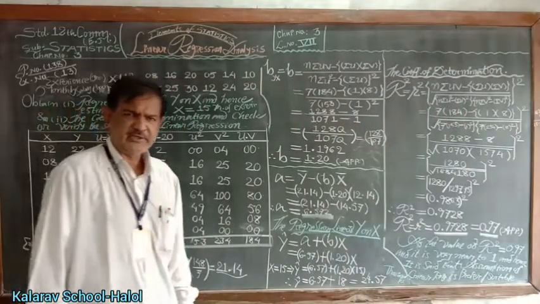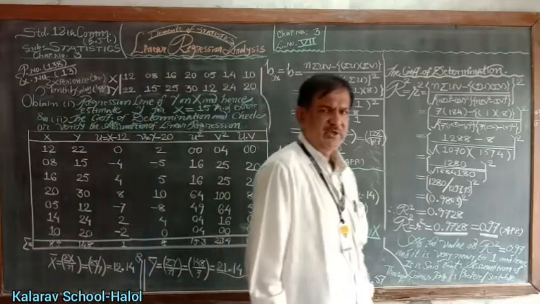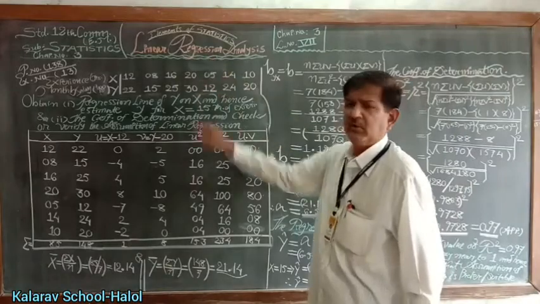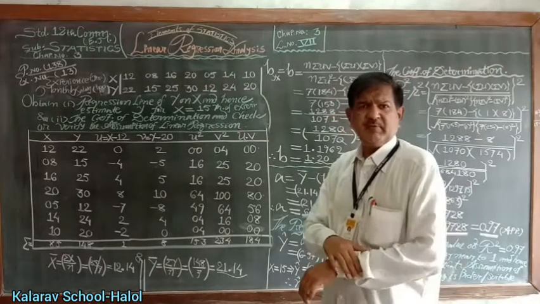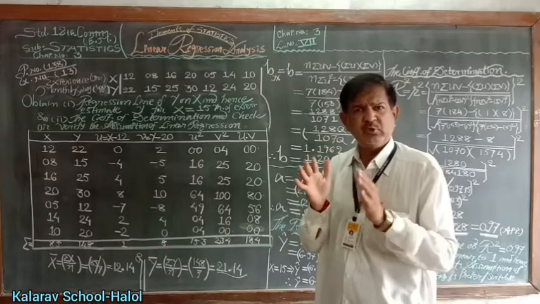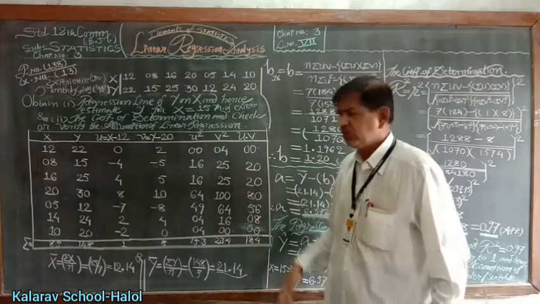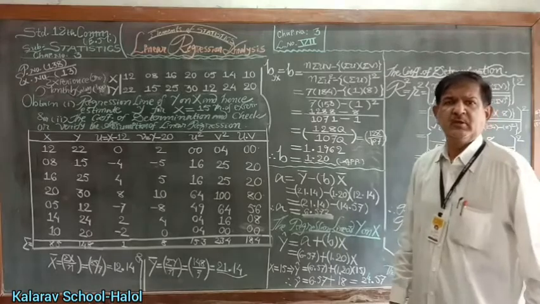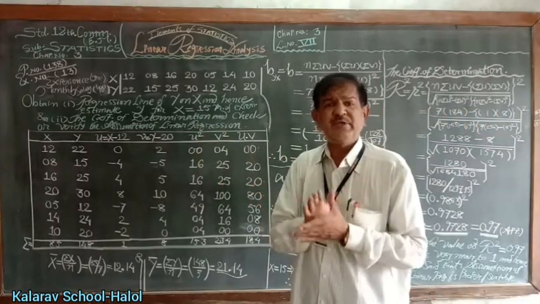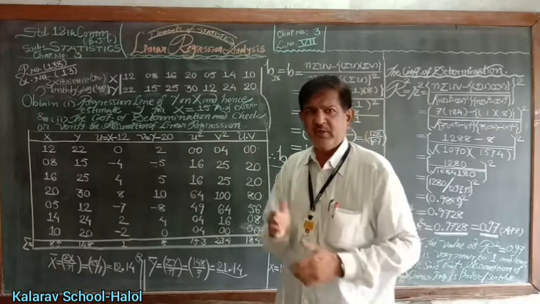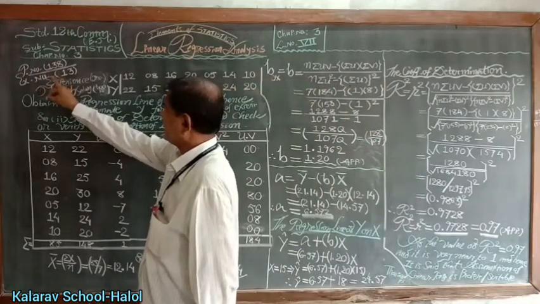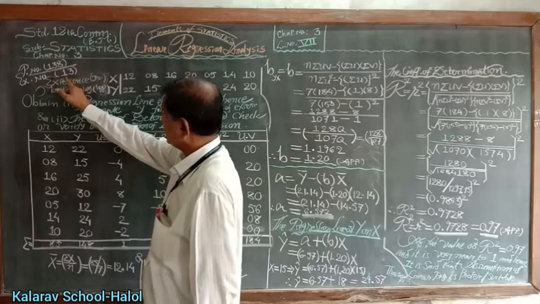Class 12, Statistics, Chapter 3: Linear Regression Analysis, the third chapter. Last time we saw the use of b = r × sy/sx, the short method, for 2 or 3 marks. This is also one of the important methods: the regression line of y on x, as well as the coefficient of determination.